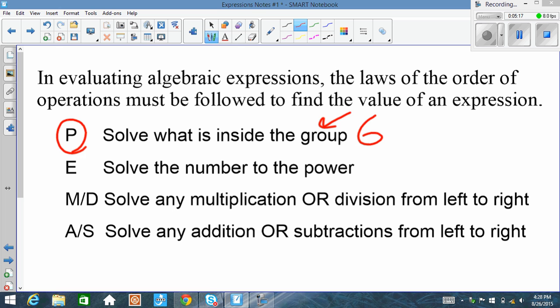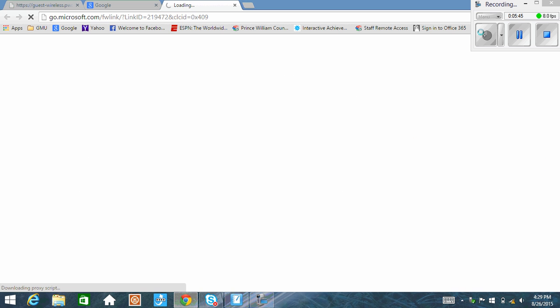Some common grouping symbols: parentheses, brackets, division bar, square root, anything underneath the square root. So it could be lots of things under the square root. So it's not just parentheses, it's also things that group it, like fraction bars, square roots, brackets, anything that will group it, which means you've got to get down to a single number, one of these.